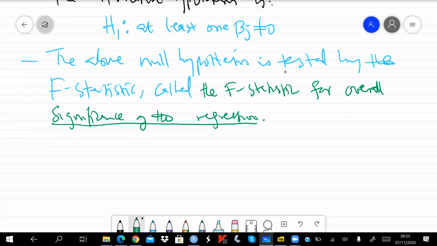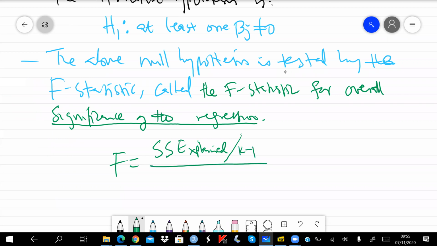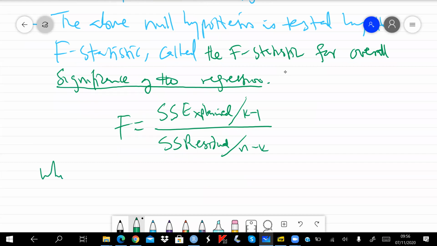And this statistic, I think we have defined it in one of our previous classes. Defined as this: SS explained divided by the degrees of freedom for the explained variation, k minus 1, divided by SS residual divided by n minus k. So it's like the mean of explained sum of squares divided by the mean of the residual sum of squares. Okay.